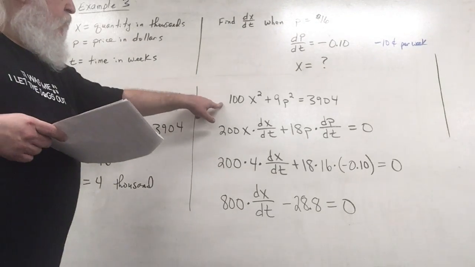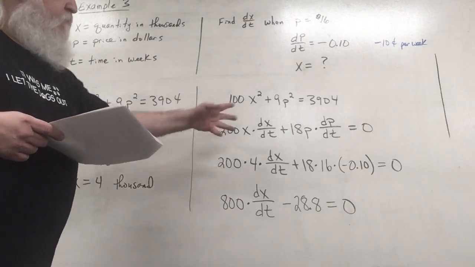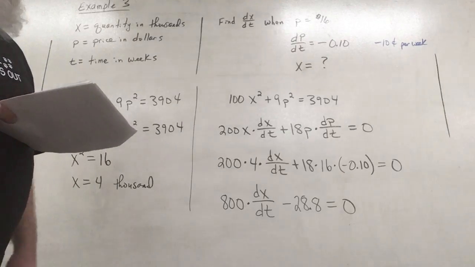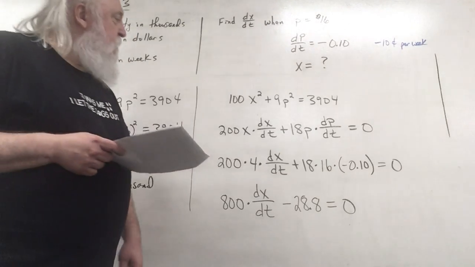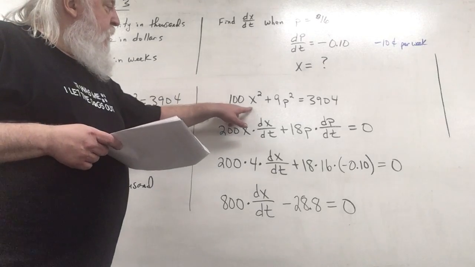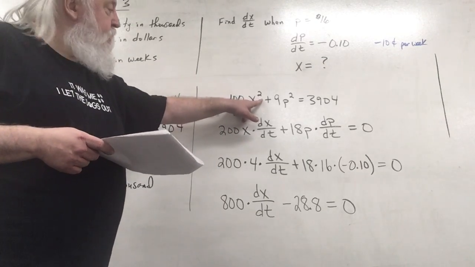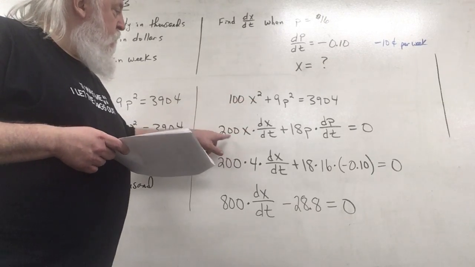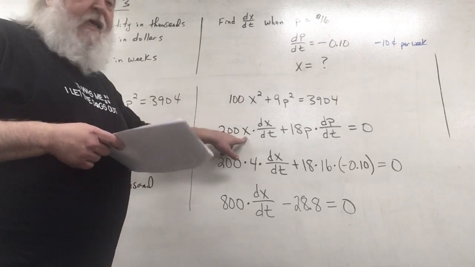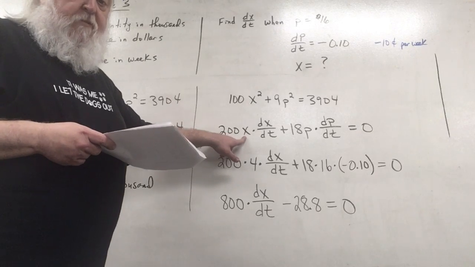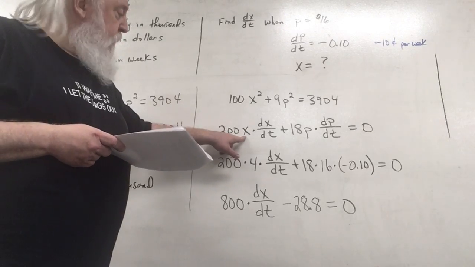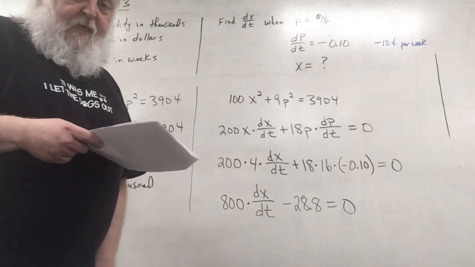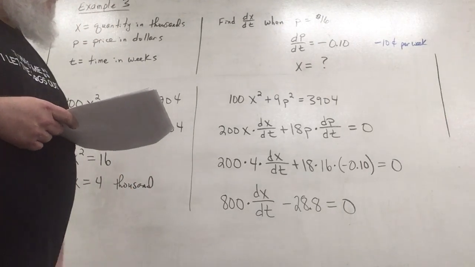So here's the demand equation. We have to differentiate both sides with respect to time using implicit differentiation. So the derivative of 100x squared with respect to time: bring the 2 down in front of the x, subtract 1 from the exponent, we have 200 times x. But because we're differentiating with respect to time, by the chain rule, we've got to multiply that by dx over dt, the derivative of x with respect to time.